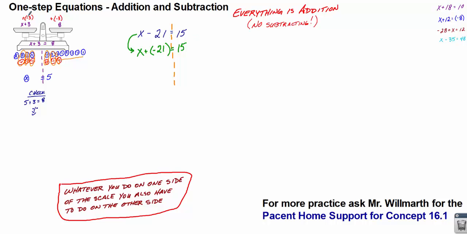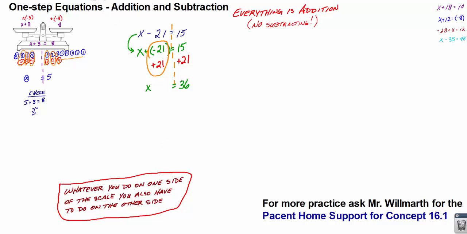Just like we did the add the opposite here, we're going to add the opposite here. We're going to add 21. And just like we did it on both sides over there, we're going to do it on both sides over here. On the left side, these create 21 zero pairs. These cancel each other out. The only thing left is x. On the right side, you have 15 plus 21. 15 plus 21 is 36.